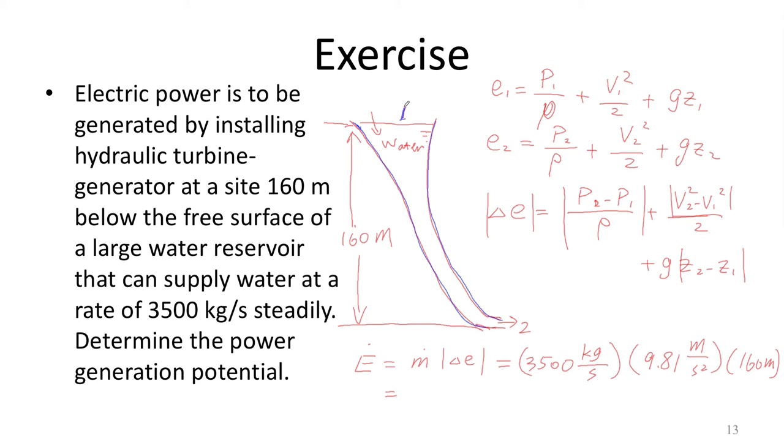This is the highest point, the free surface of the top of the reservoir, and this is point 2. This is the lower point where the water would exit from the reservoir after doing work to drive a turbine and generate electricity. The elevation difference between these two points is 160 meters.